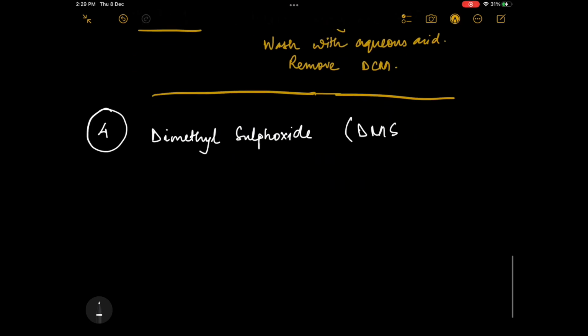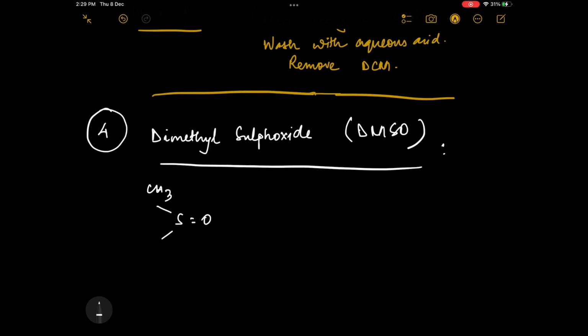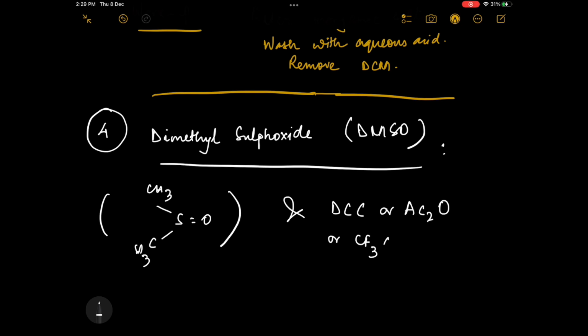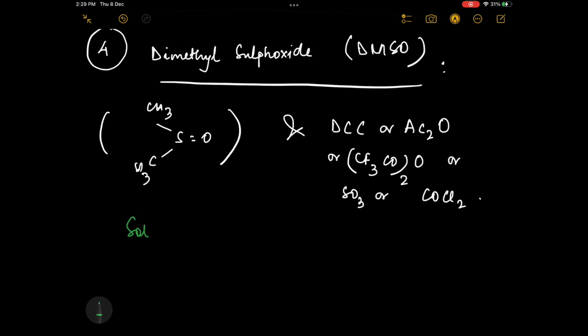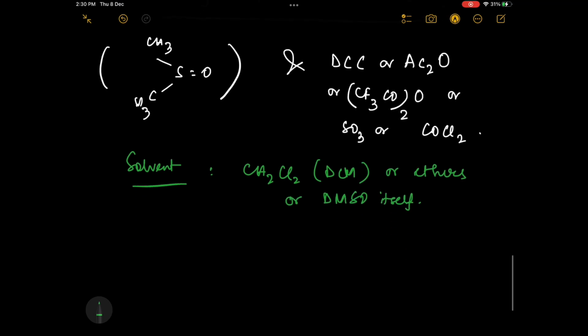Okay, so going forward with the fourth oxidizing agent that we have here, which is dimethyl sulfoxide, and another constituent is there. Let us first see the formula of dimethyl sulfoxide. Along with this we have to use DCC, which is dicyclohexylcarbodiimide, or acetic anhydride Ac2O, or (CF3CO)2O, which is triflic anhydride, or SO3, or phosgene COCl2 can also be used. So we need to use a dehydrating agent with DMSO in this case. As you can see, DCC, Ac2O, anhydrides are all dehydrating agents.